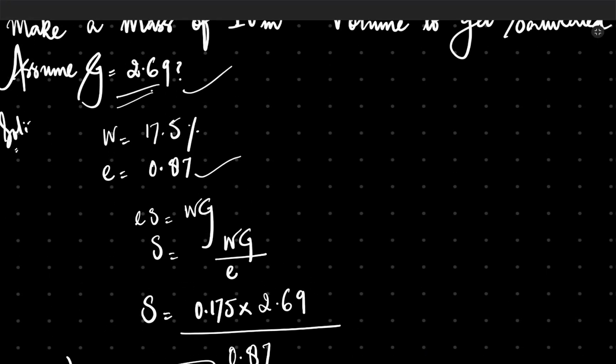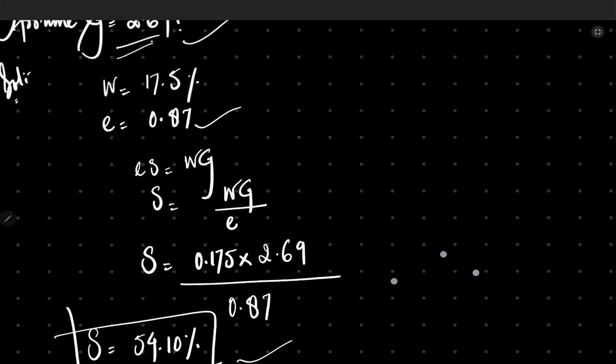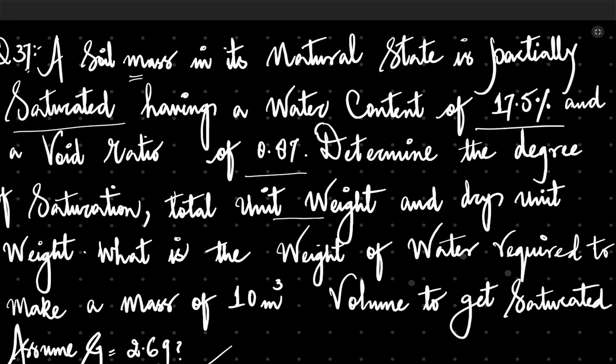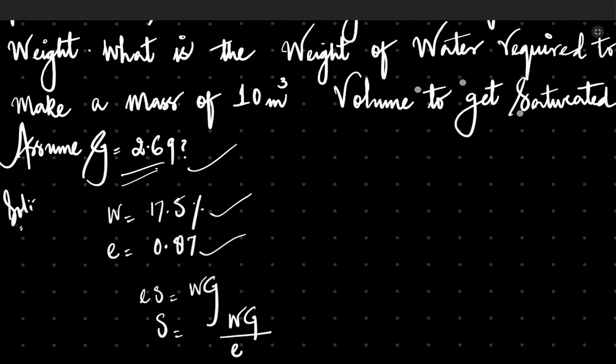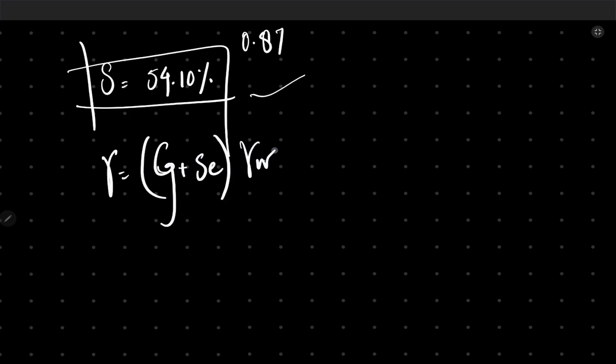So degree of saturation is how much? It is 54.10%. We were given water content and the void ratio, and we found the degree of saturation. Next thing that the question demands to find is the total unit weight and the dry unit weight. So let's find the total unit weight first, that is the bulk unit weight. The total unit weight or the bulk unit weight will be given by the generalized equation, that is (G plus S e) multiplied by the unit weight of the water divided by 1 plus e.